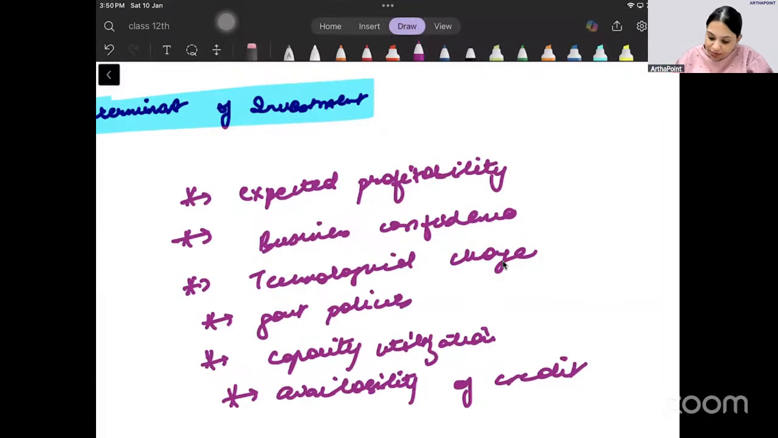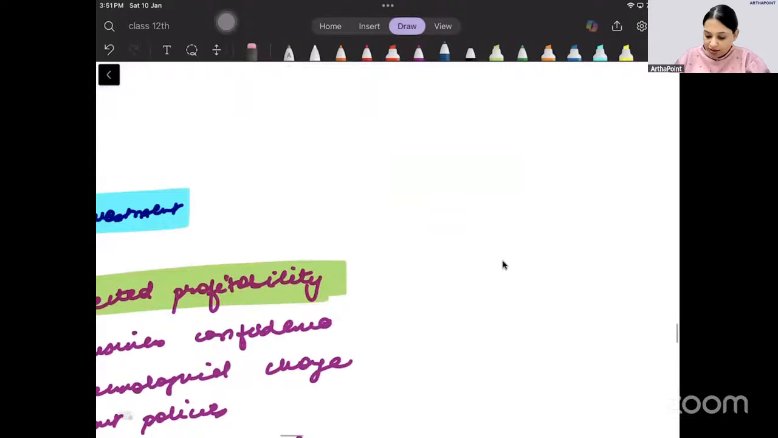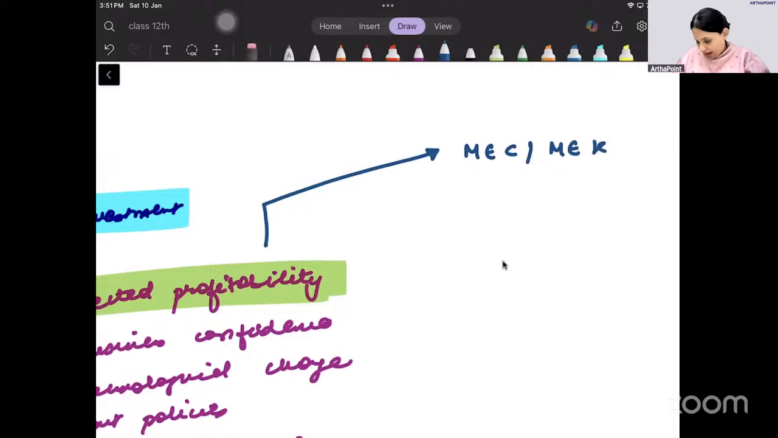But इसमें सबसे important factor which most of the books will focus on, that is expected profitability, और यहीं से we get another term which is MEC or MEK. Anyone aware of this term? MEC or MEK? Not EK, it would be MPK rather. What is MEC? Marginal efficiency of capital. Good.